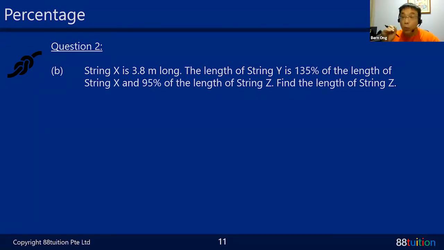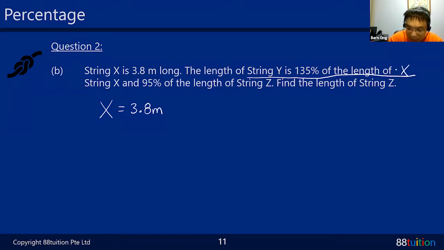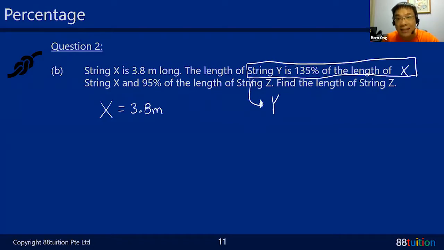So we have string X. X is 3.8 meters. This is the first clue given to me. Then what did they say? The length of Y is 135% of the length of X. Can you see it now down here? What do you do? English translate to math. So let's go and find Y. What's the meaning of is? Is represents equal.